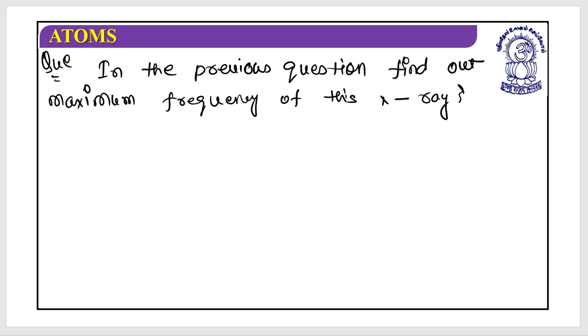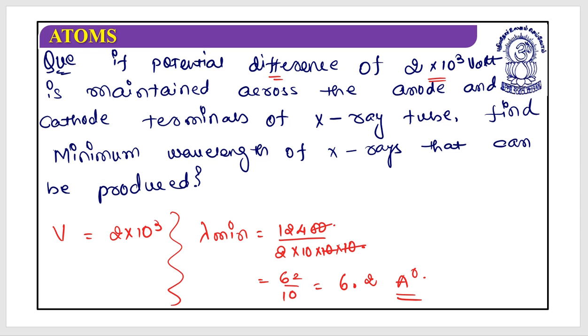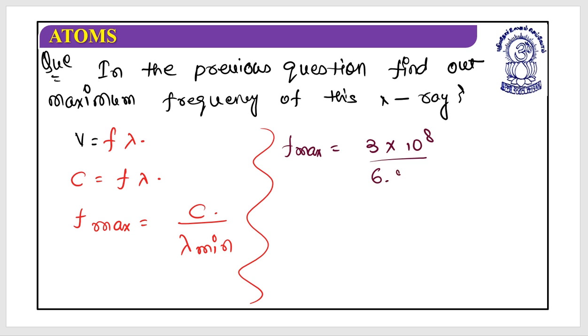So as we understand, C is equal to f lambda. I have the lambda minimum. So from this, f maximum should be equal to C divided by lambda minimum. That's it. So f max is equal to C, which is 3 into 10 to the power 8, divided by lambda minimum. What did I receive? It's 6.2 Angstrom, so it's 6.2 into 10 to the power minus 10, because it's Angstrom.